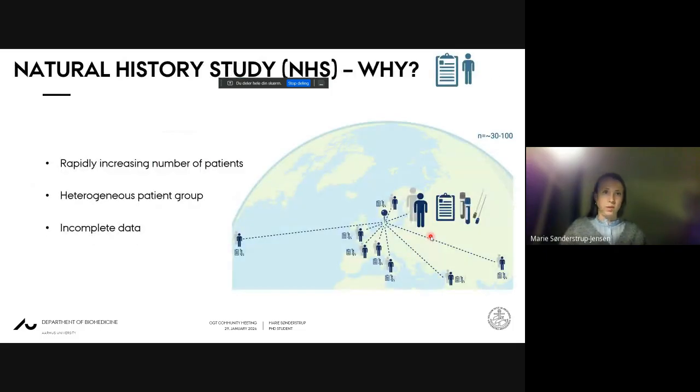complete data, so to say, which leads me to the reason why we want to do this natural history study, because we have bits and parts of information. We have this rapidly increasing number of patients that are now worldwide. It's a very heterogeneous patient group, so it's difficult at this point to say to what extent a symptom is just contained to a subgroup of patients, or if we just don't have the data to say that all the patients have the symptom, because the data is incomplete.